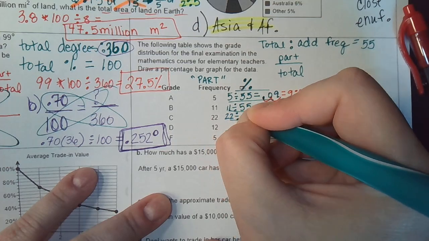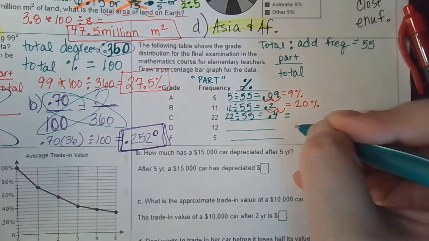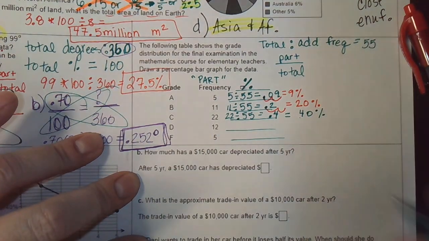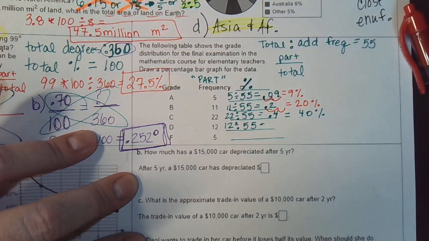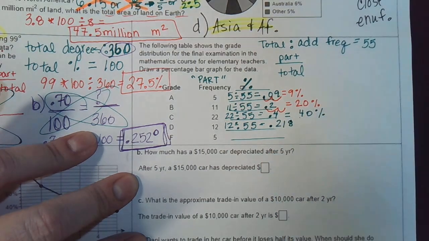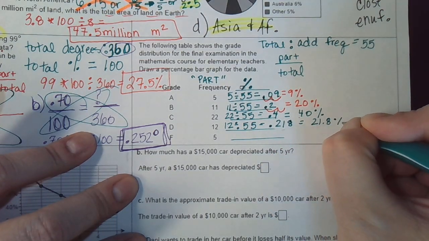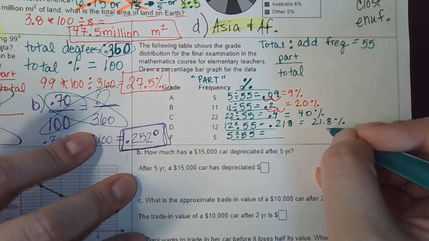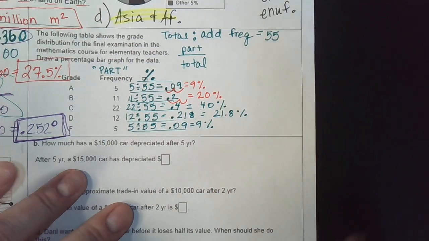22 divided by 55. That should make 0.4. And as a percent, you move the decimal to the right twice, and you've got to slap an extra 0, so 40%. Then 12 divided by 55 is 0.21. Okay, so as a percent, move the decimal twice to the right, 21.8. And then the last sucker, 5 divided by 55, I think we've done that. It's just 0.09 or 9%.